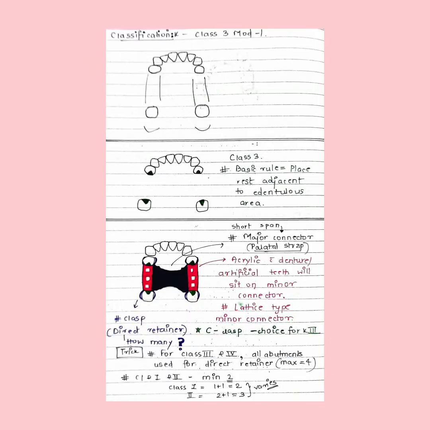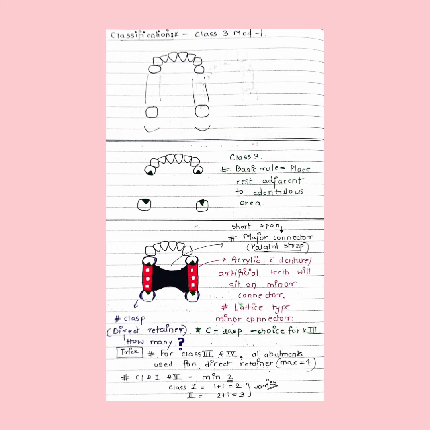Next, we have classification 3, modification 1. Well, class 3 is the easiest. And the basic rule is we place rest adjacent to the edentulous area. And in Kennedy's class 3, the edentulous areas are well supported on either side by the abutment teeth, so no question of tilting, hence we do not need an indirect retainer here. This is the easiest case of all. So we place the rest adjacent to edentulous area with retentive arm and reciprocal arm, and the choice is simple circlet or circumferential clasp in Kennedy's class 3.